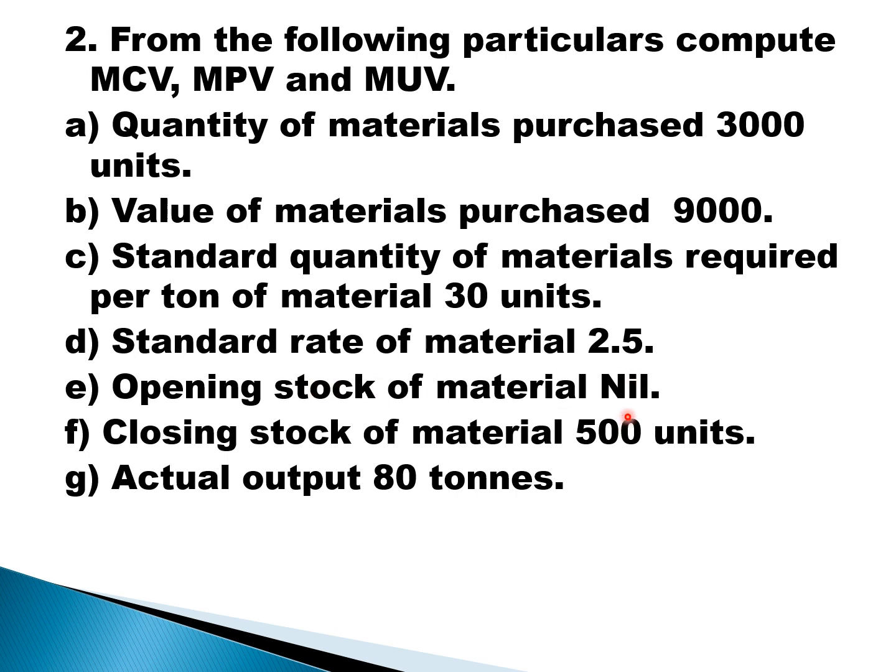Opening stock of material is nil. Closing stock of material is 500 units. So therefore they have not given actual quantity. So apply the formula and find out actual quantity. Actual output is 80 tons. So students, here only one information is given, standard price. Standard price is 2 rupee 50 paisa. Actual quantity not given. Actual price not given. Then standard quantity given for 1 ton. You find out for 80 ton.